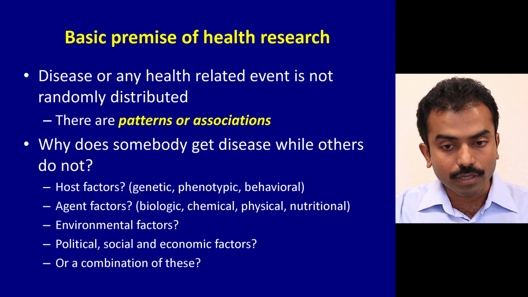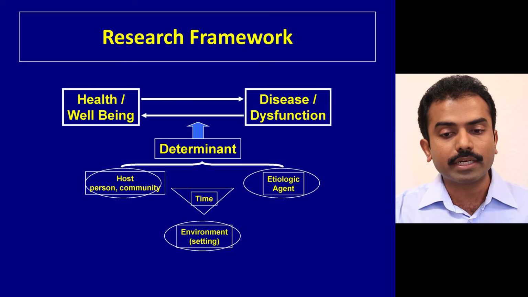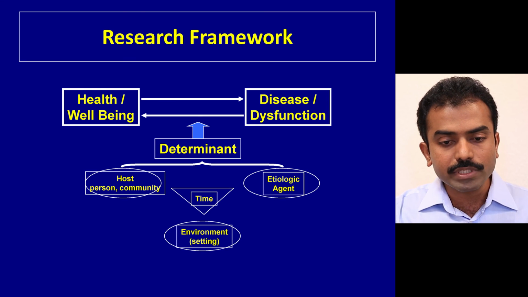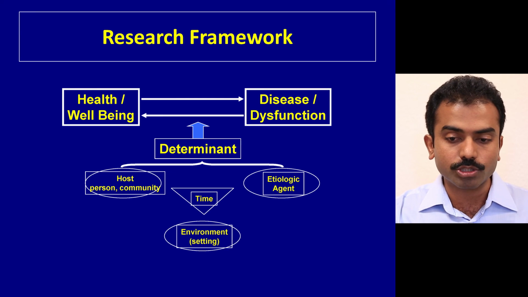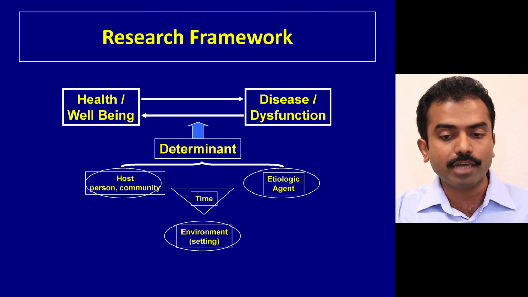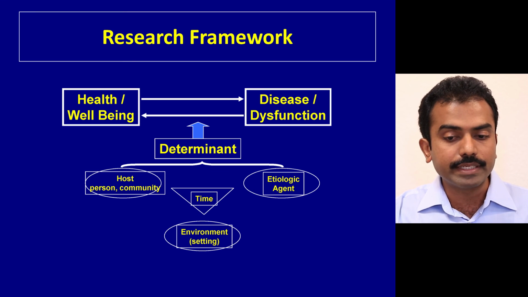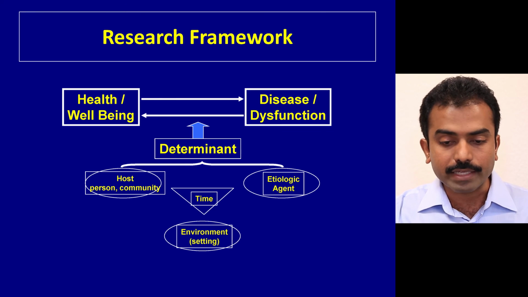So the idea of health research is to capture some of these. Let me take you through a research framework. If you see here, there are two states shown, a state of perfect health or well-being and a state of disease or dysfunction. In fact, we can't dichotomize this situation like this. It's actually a spectrum and a journey from a state of health to a state of disease and back. And there are several factors, which are determinants, which determine whether you move from health to disease or vice versa.